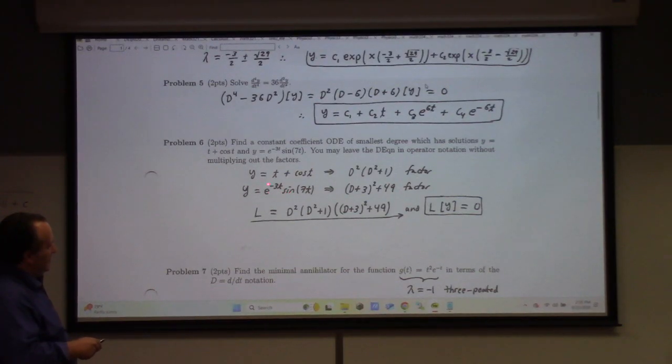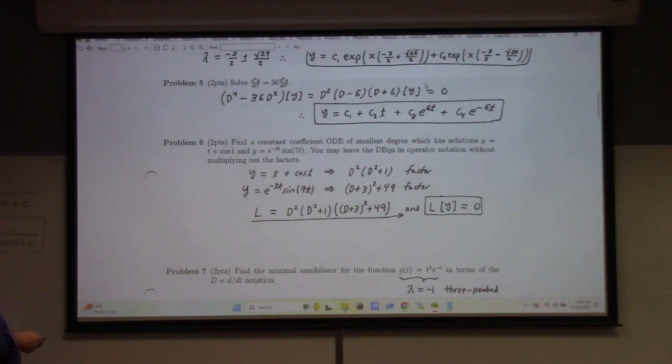That's coming from lambda equals like minus 3 plus or minus 7i, which through that theorem we worked out in class, I can write down the d plus 3 squared plus 49 factor to pick up this as a solution. So I multiply those 2, and then I get all of that jazz. So the lowest order ODE, which has this and that as solutions, is actually 6th order.